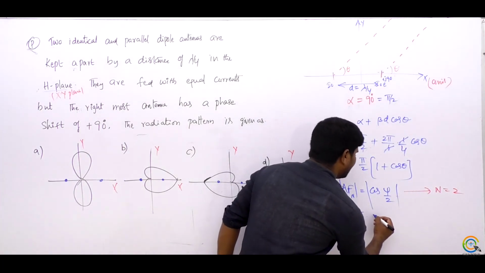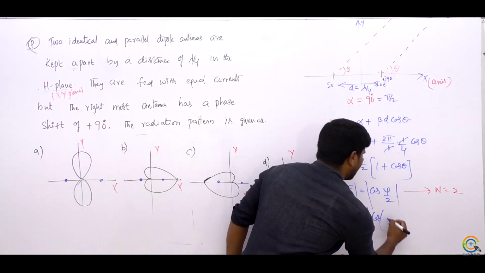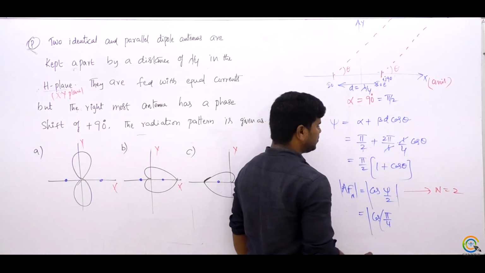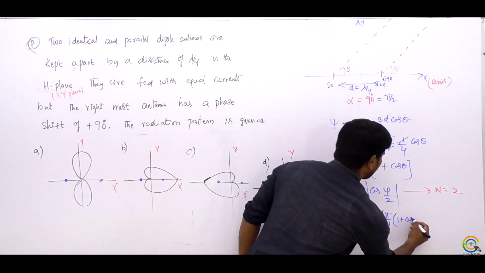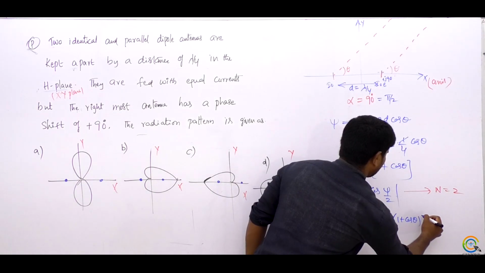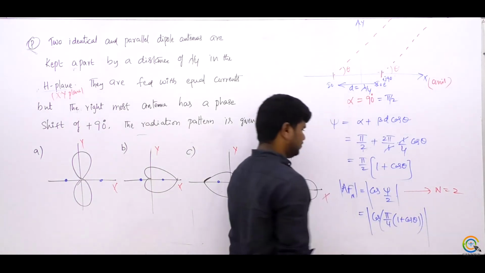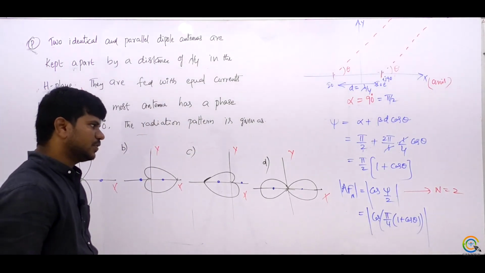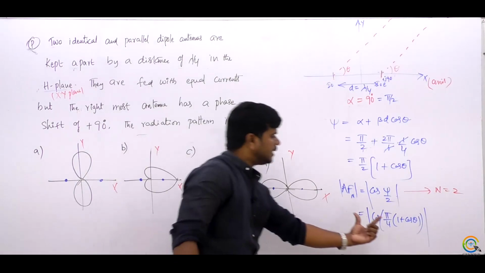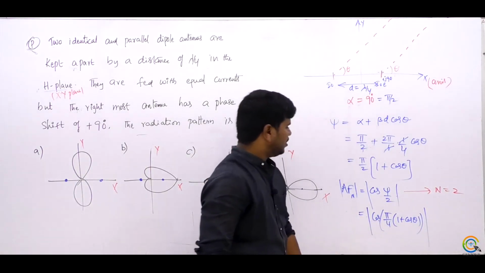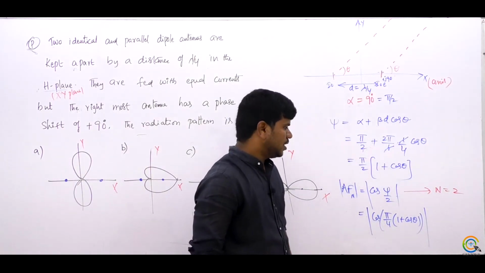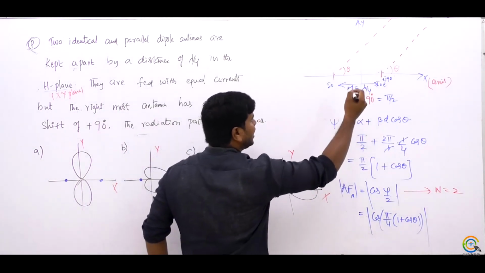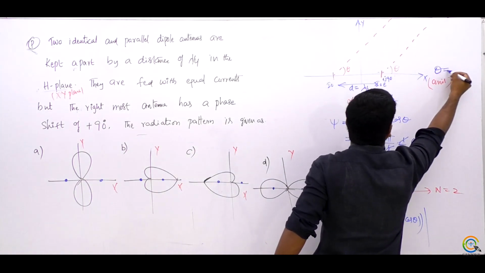So this will be equal to cos of psi by 2, which is pi by 4 into 1 plus cos theta. So this is the final error factor. Now observe this. This entire term is one angle, and this angle is representing theta equals 0.